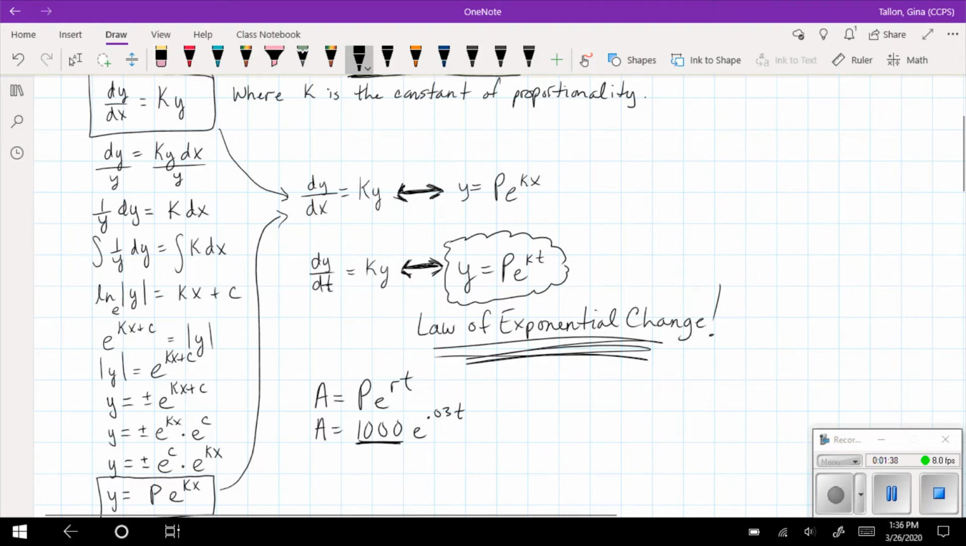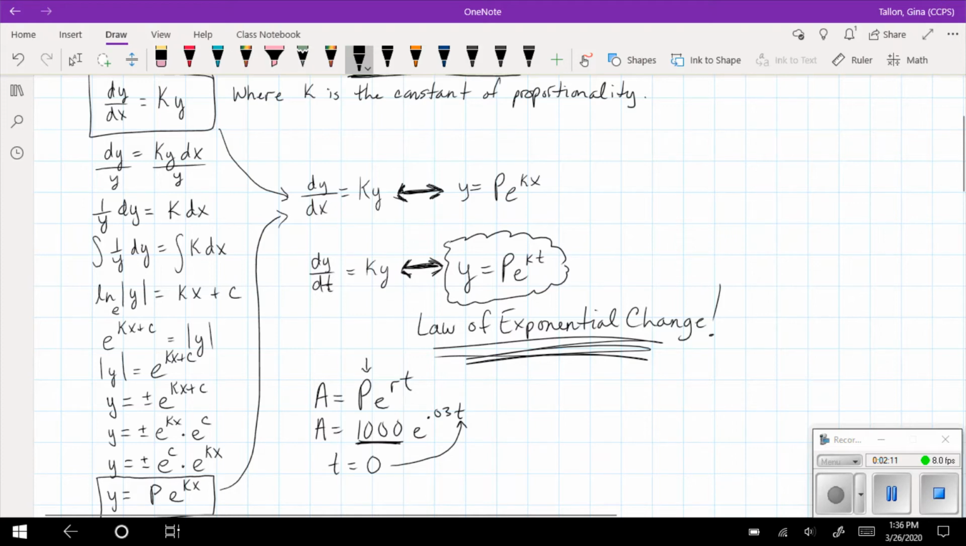And that 1,000 turns out to be the initial investment because you can find the initial amount of something by letting t equal 0. So when time is 0, that's the beginning of your investment. And if we put 0 in here for this time, we would end up with 0.03 times 0, which would be 0 for an exponent. And e to the 0 is simply 1. So then the amount in the bank would be $1,000. The initial amount in the bank would be $1,000. So this P indicates the initial amount.